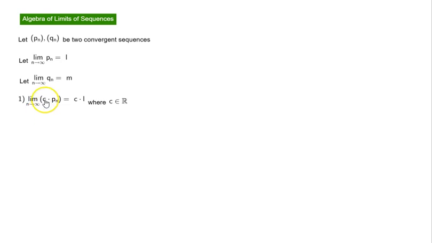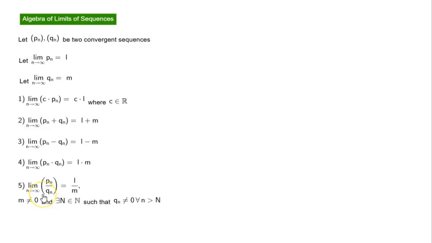Limit as n goes to infinity of C times P sub n is equal to C times L, where C is a real number. Limit as n goes to infinity of P sub n plus Q sub n is equal to L plus M. Limit as n goes to infinity of P sub n minus Q sub n is equal to L minus M. Limit as n goes to infinity of P sub n times Q sub n is equal to L times M. And limit as n goes to infinity of P sub n by Q sub n is equal to L by M.